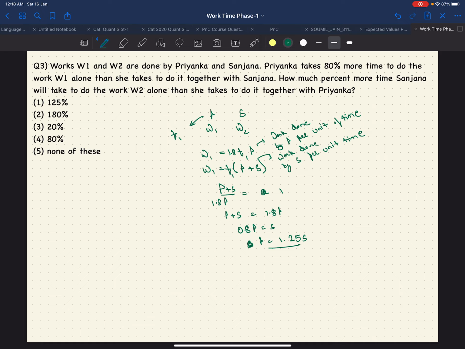Now, how much percentage more time will Sanjana take to do work W2 alone than she takes to do it together with Priyanka? So Sanjana actually does S units per unit time and Priyanka does P. And P plus S is nothing but 2.25 S. So the total time taken would be 125% more if Sanjana does it alone as compared to when both of them do it together. Therefore, 125% is the correct answer.